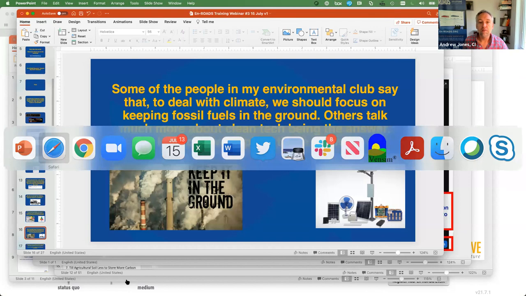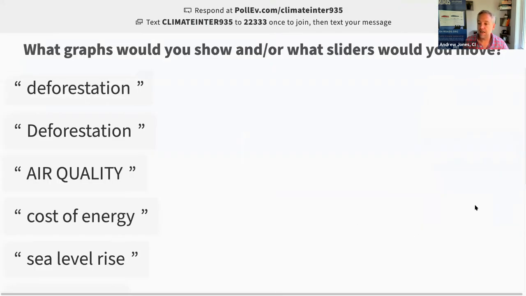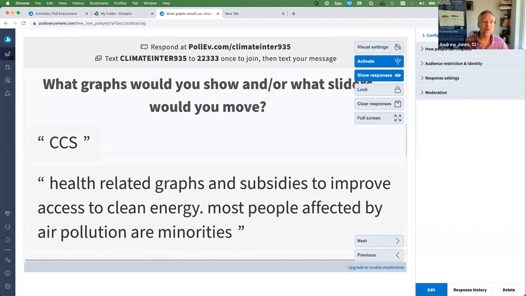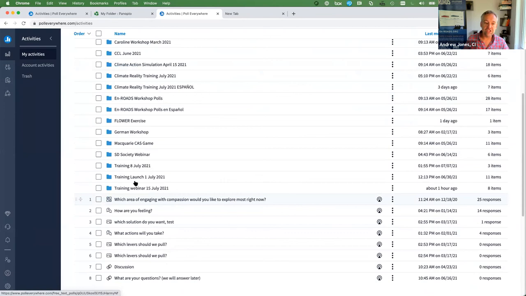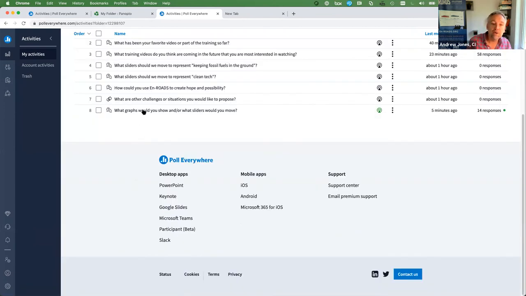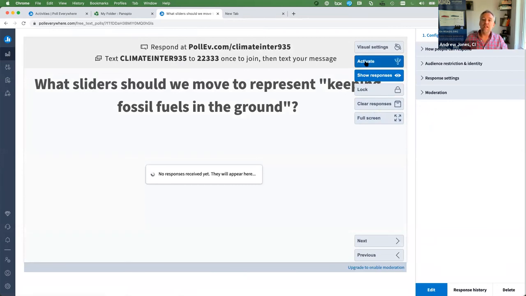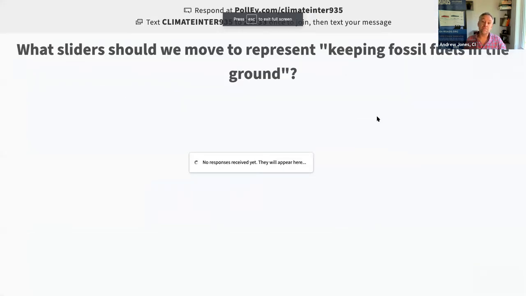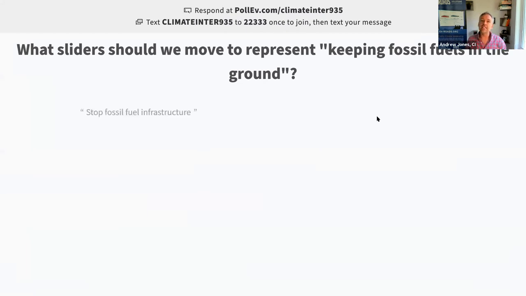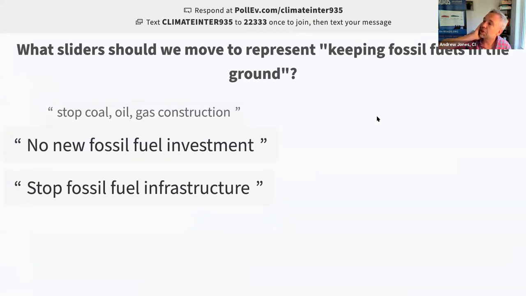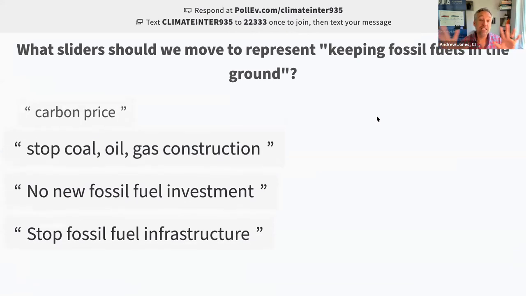I'm gonna go back to my poll. I'm going to add this poll question. So think about it. How would you address this one? Here's the poll everywhere. So first, what sliders do we move when keeping fossil fuels in the ground? And I'm going to frame this as a pretty clear distinction between the two. Some sliders for keeping fossil fuels in the ground. And then I'm going to ask you a second question, which is, which are the ones for clean tech? I went to the Climate and Energy Funders meeting in Miami, maybe 3 years ago, just to help build some peace between these two camps.